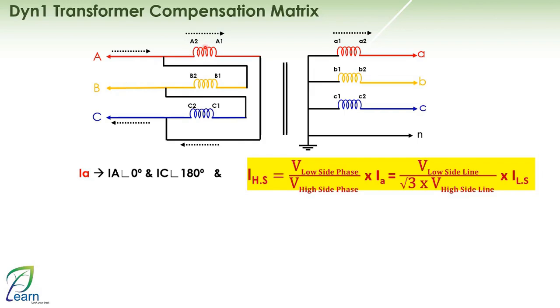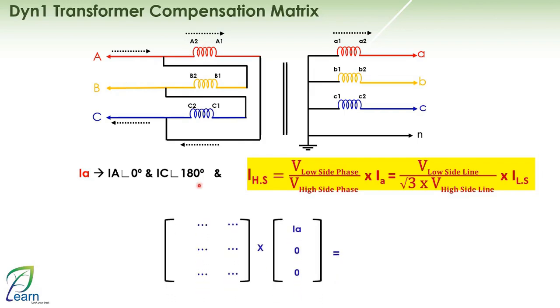What are we going to do now? Our compensation matrix, we know, is a 3x3 matrix. And now I have the current that went towards the low side, which is only the phase A current. So, where do I get the numbers that are here from? From what we just said. I know that if a current is drawn here in the star towards phase A, it will draw in the delta from phase A and phase C with an angle of 0 and an angle of 180. So here we can say plus, and here we can say minus, and let's say plus.